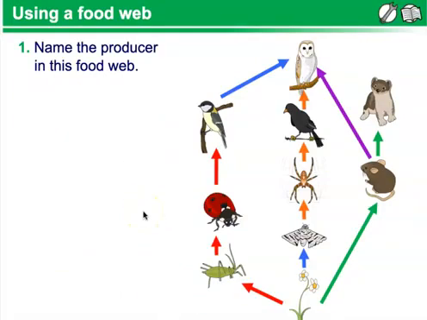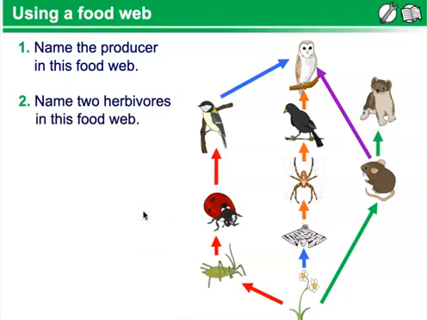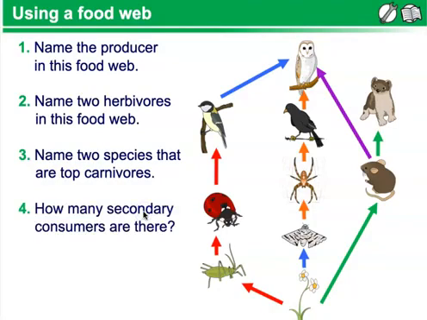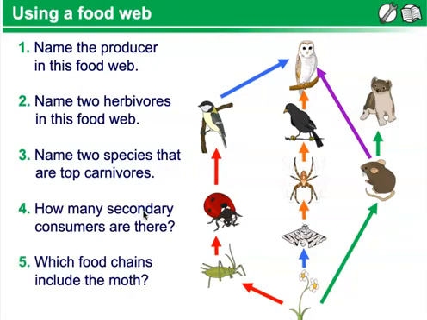So let's name the producer in this food web. Let's name 2 herbivores in this food web. Let's name 2 species that are top carnivores. How many secondary consumers do you see here? And which food chains include the moth?